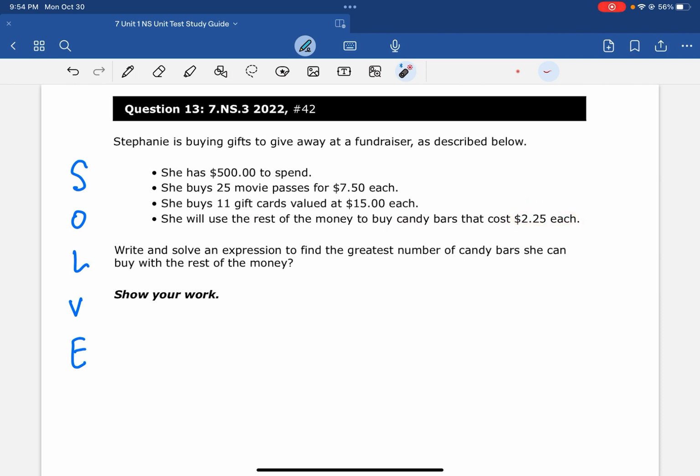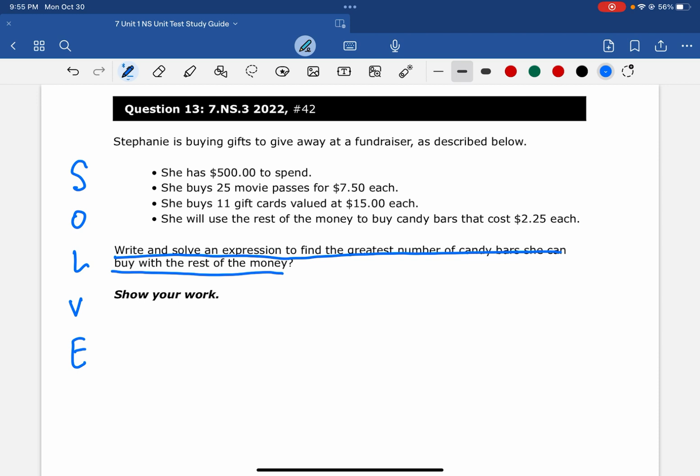We're being asked to write and solve an expression to find the greatest number of candy bars she can buy with the rest of the money. So that is actually our S. Let's underline it one more time. We're being asked to write and solve an expression to find the greatest number of candy bars she can buy with the rest of the money.